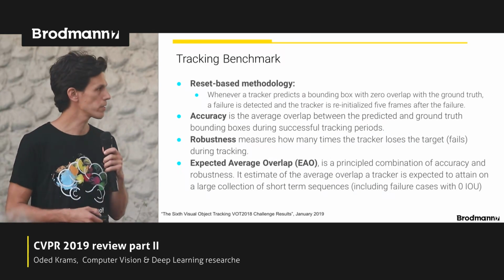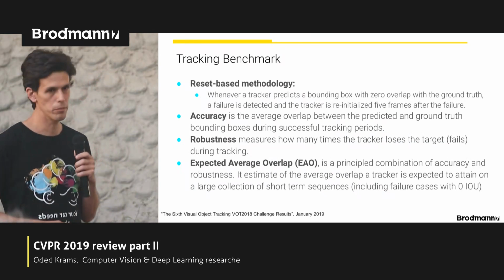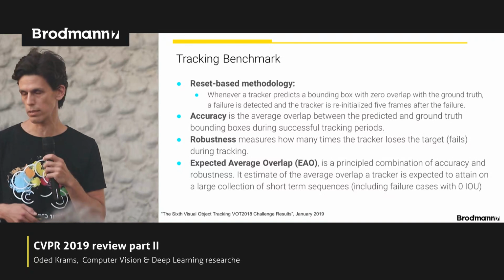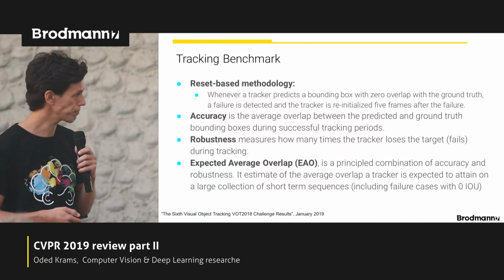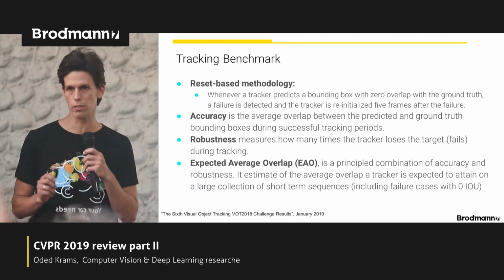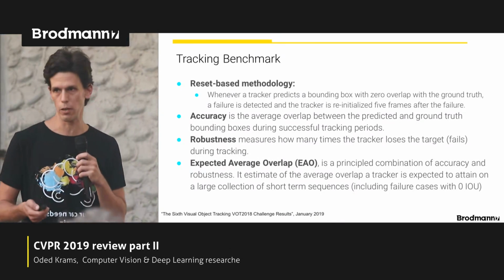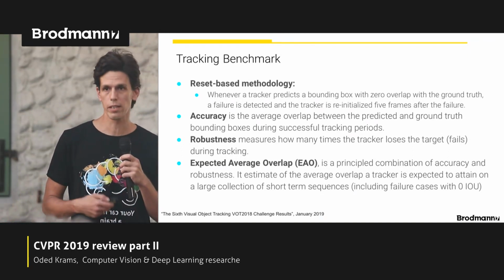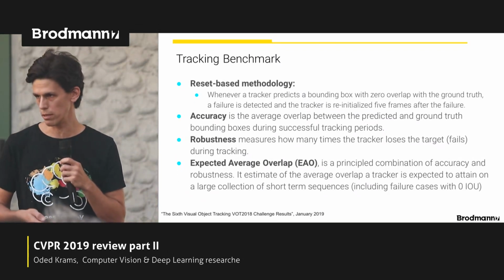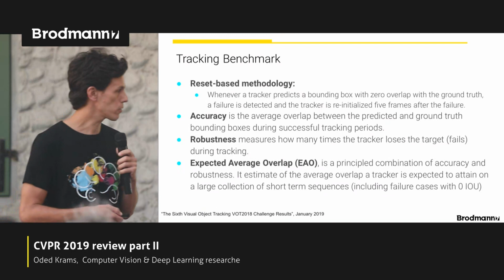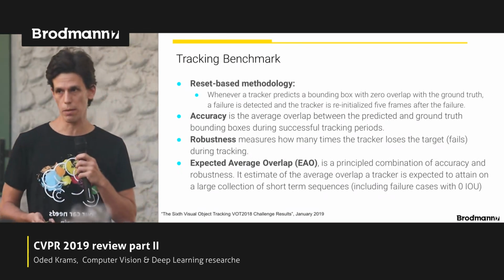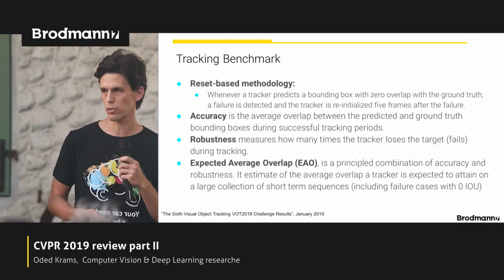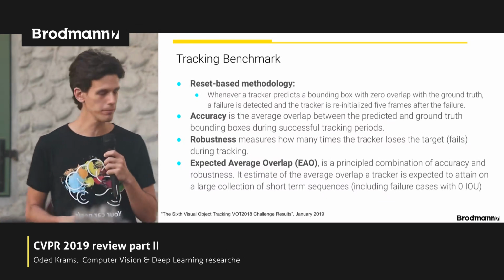And we use 3 main metrics. The first one is accuracy, which is basically the average overlap between the tracked bounding box and the ground truth during successful tracking periods, meaning the IOU is larger than 0. The next metric is robustness, which counts how many failures we have during a tracking clip. And the last one, the expected average overlap, is basically a principled combination of the accuracy and robustness, because we actually want one metric to rule them all.